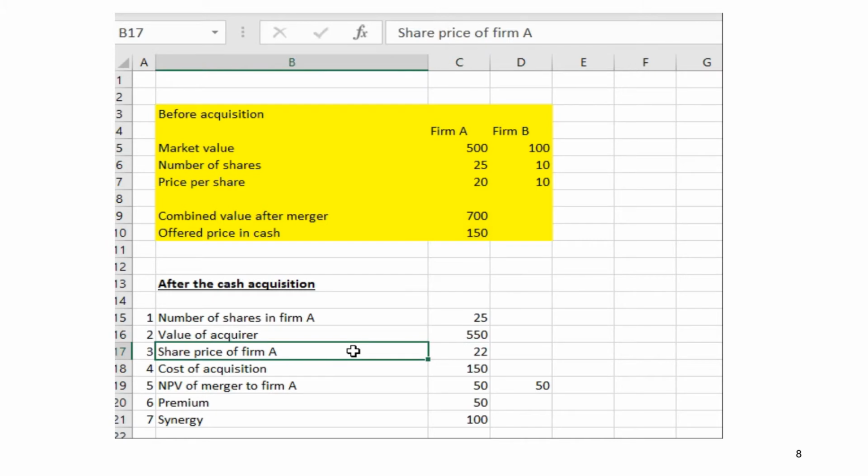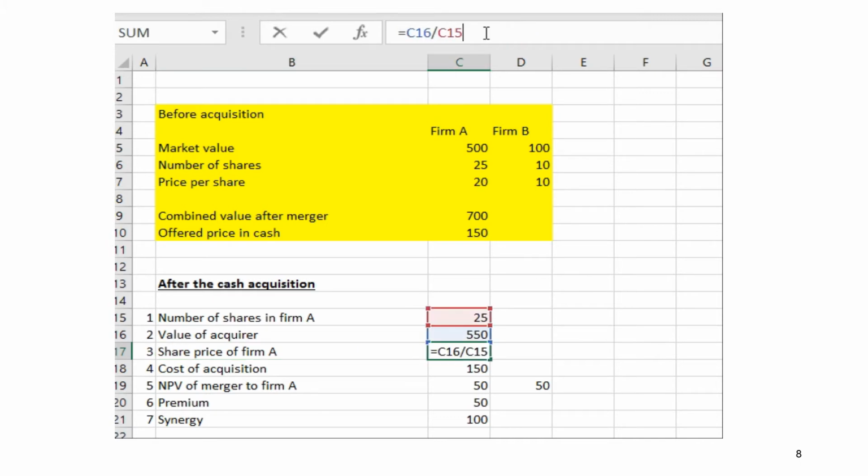Question 3. Calculate the share price of Firm A after the acquisition. The share price of Firm A, the acquirer, after the merger is 550 divided by 25, which equals 22.